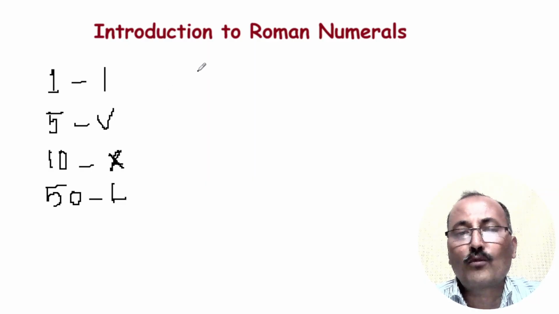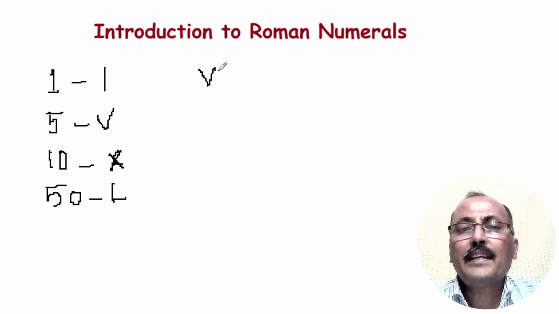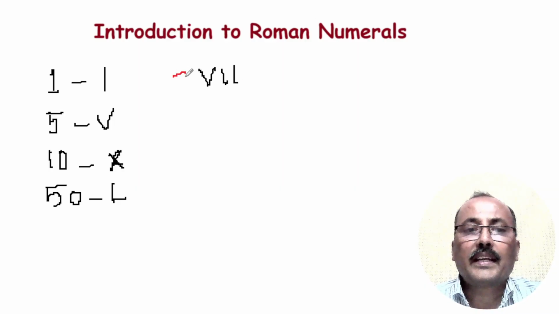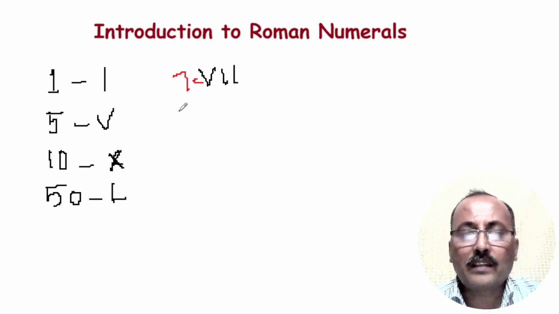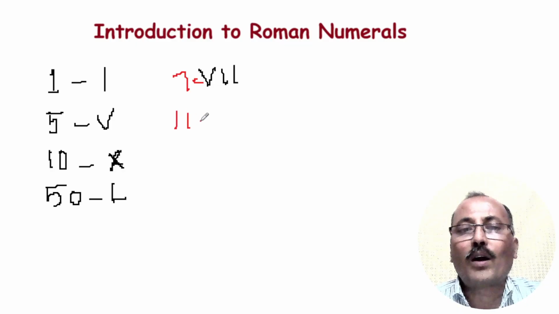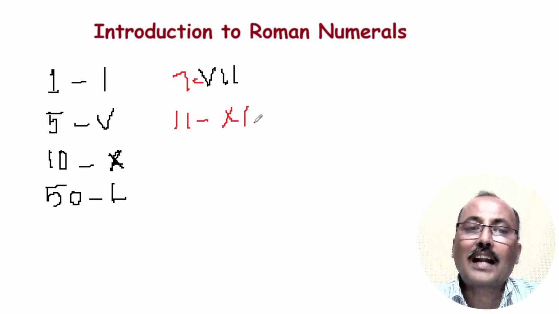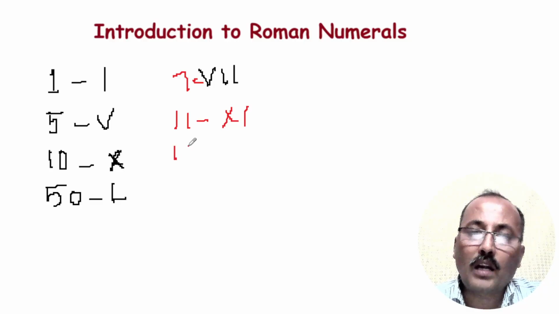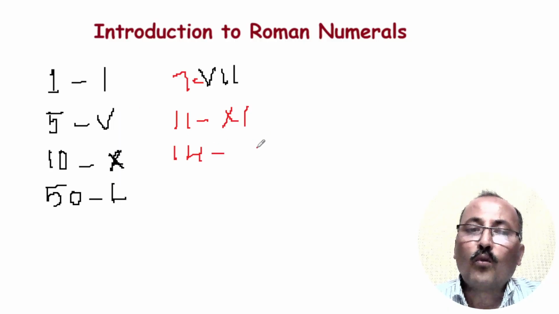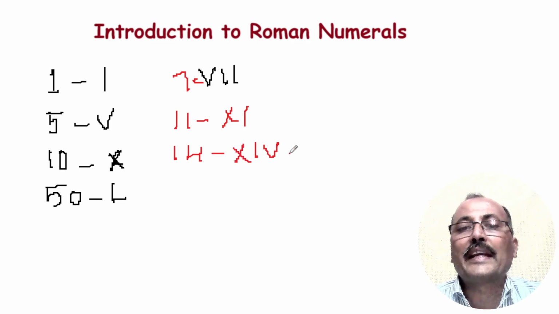So for 7, what I did: V I I. 7 is VII. Next, suppose they want 11. What did they use? X I, a larger number and plus 1. Suppose they want 14. What did we use for 4? IV. Add 10 in front, then 10 plus 4 is 14.